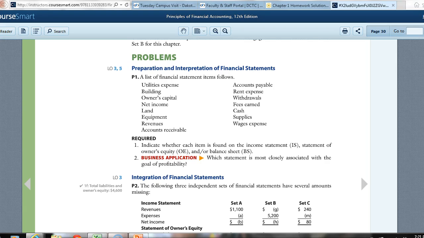Revenues. Accounts receivable, which is, what is it? Asset. Accounts payable. Rent expense. Withdrawals. Owner's equity. Fees earned. It's a revenue. Income statement. Yep. Cash. Balance sheet. Supplies.